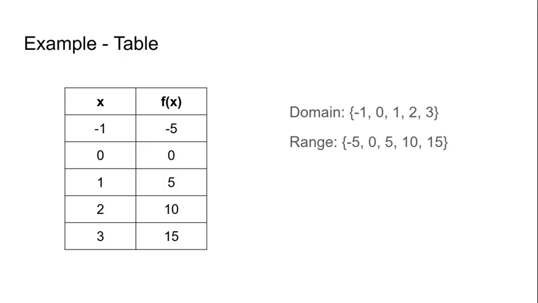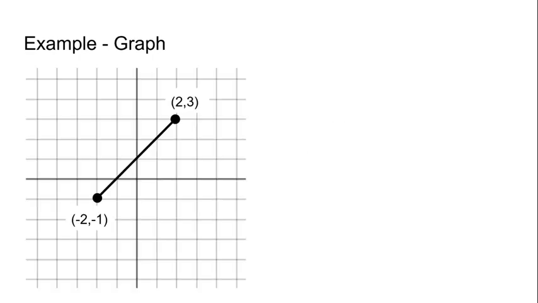So we would say the domain of this function is the list of numbers on the left, -1, 0, 1, 2, and 3, and the range is all the outputs we can get, -5, 0, 5, 10, and 15. Now, if we change our function a little bit and have the same inputs, then our domain is going to be the same. But if all we have is one single output, then our range is just going to be one single value.